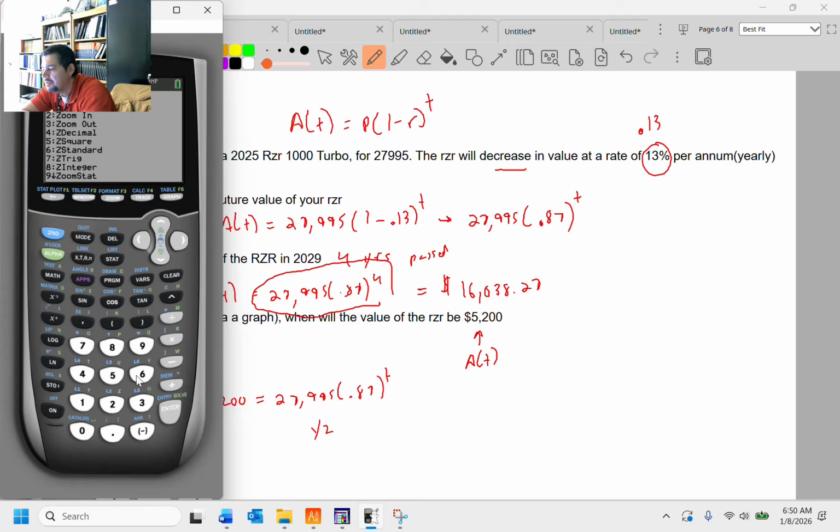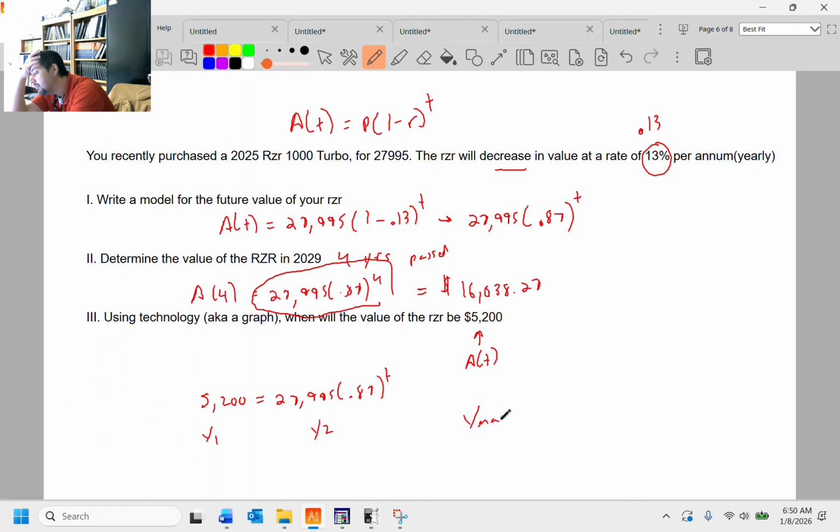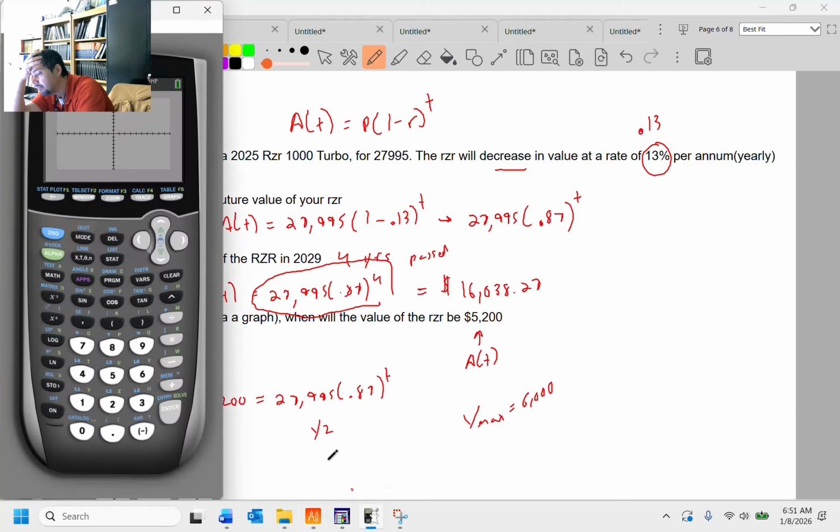Now, what I'm going to do is ZOOM 6 like I always do. I'm going to play with the window though. I have to look up to see 5,200 because this window only goes to 10. So I am going to do a Y max adjustment. I'm going to set it to be 6,000. And I know I'm probably going to have to look more than 10 years in the future, but we'll see. Window Y max 6,000. I don't expect to see anything 10 years in the future, but I could be wrong.